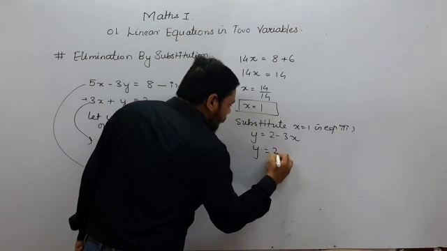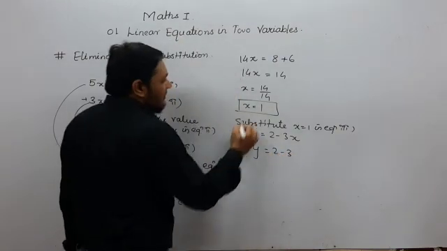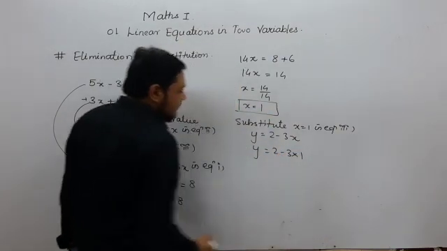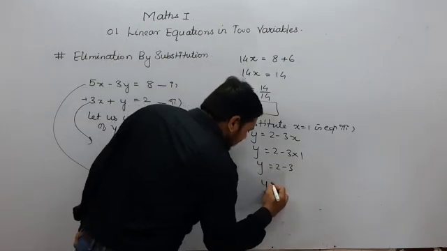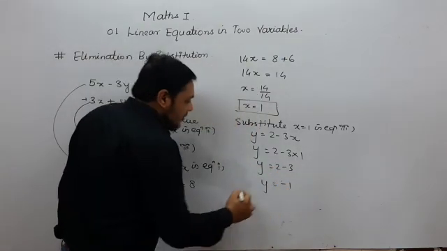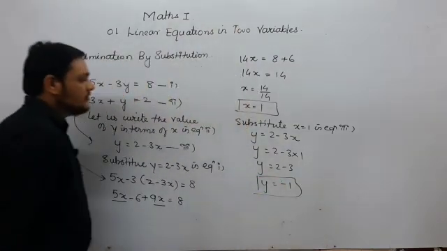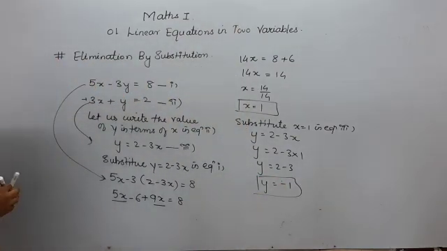Now y equal to 2 minus 3, and what is the value of x here? 1. That is why 3 multiplied by 1. So y equal to 2 minus 3, and y equal to minus 1. Yes, so you got the value of x and y.